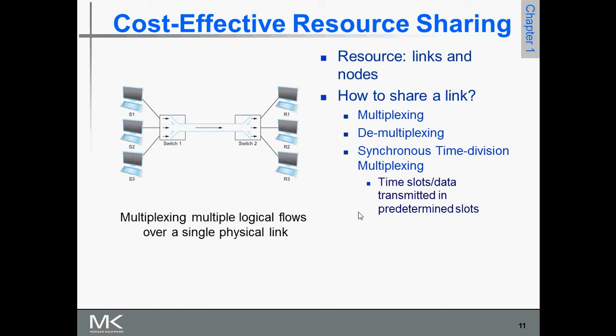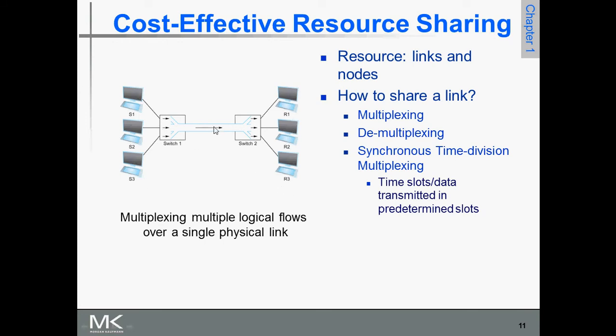So who places this requirement? It is very simple. The network designer places this requirement. What is meant by cost effective resource sharing? It's very simple. Here we have three computers, S1, S2, S3. On this side we have another three computers, R1, R2, R3. R1, R2, R3 are receivers and S1, S2, S3 are senders. So totally we have six computers, but check here, we have only one common channel to transmit the data from S1, S2, S3 to R1, R2, R3.